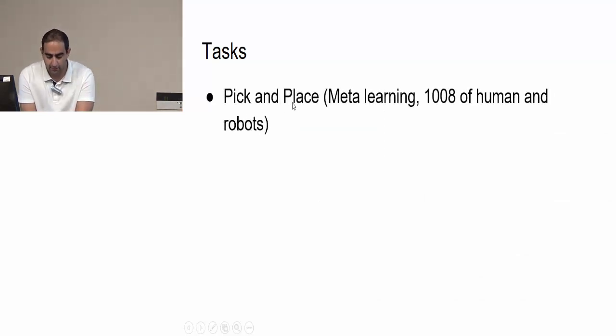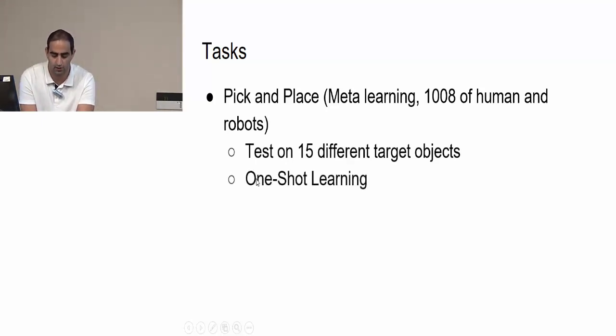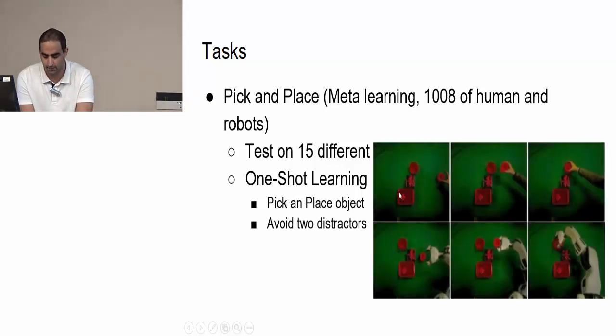Another task is pick and place, and again they use 1008 human and robot demonstrations, and then they test on 15 different objects that they never saw during training, and they again do one-shot learning. They just give one human demonstration of the task, and the task is to pick something and place it into some container, while there are two other distractor containers. So here the user has to pick this thing and put it into this container and not into those two other containers.